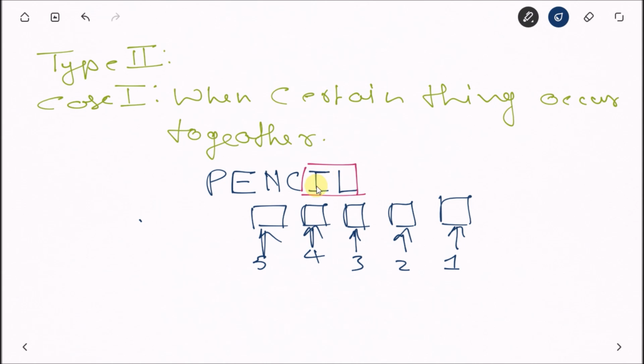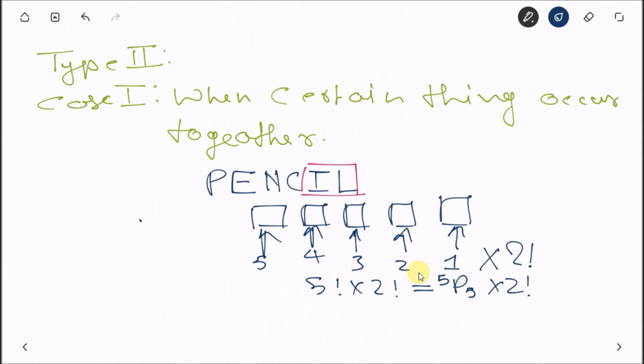Here in one box there are I and L, which can be arranged among themselves. It means I and L will be one arrangement, and L and I will be another. For that, you have to multiply by 2 factorial. So 5 factorial into 2 factorial is the answer, which can also be written as 5P5 into 2 factorial. So this will become the answer.